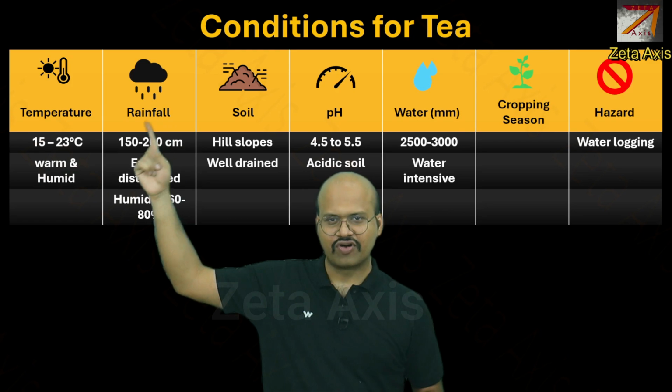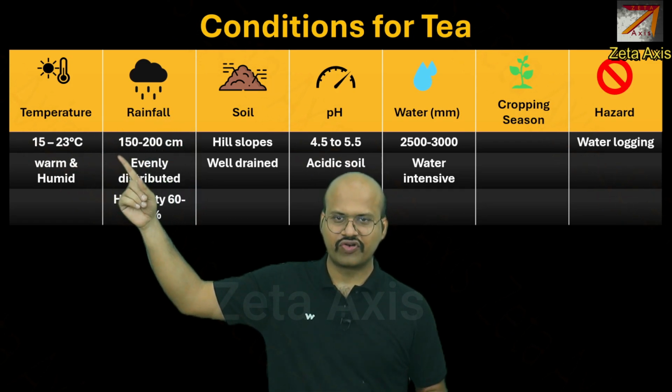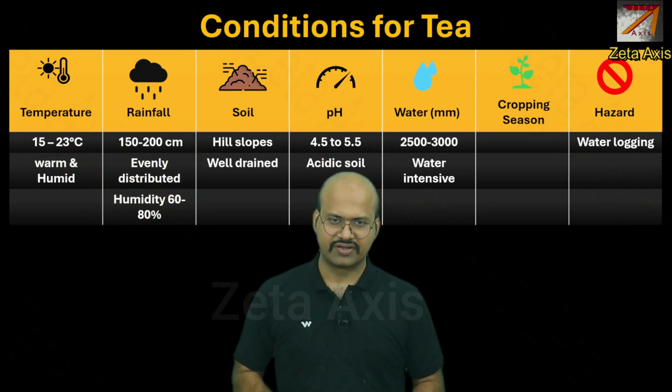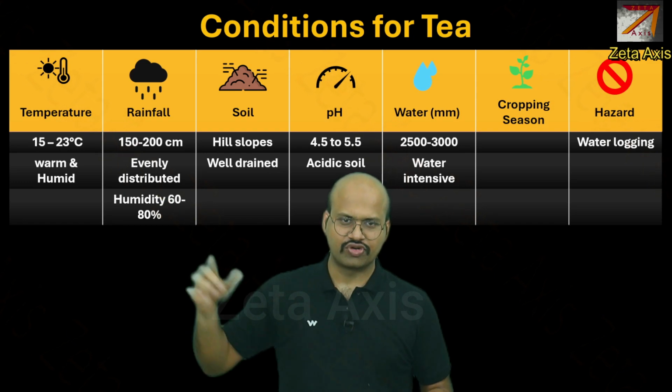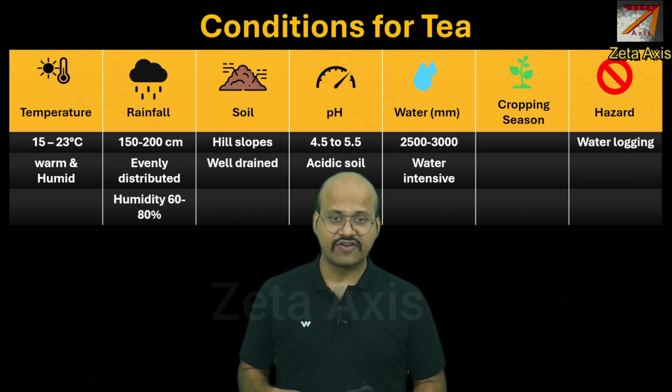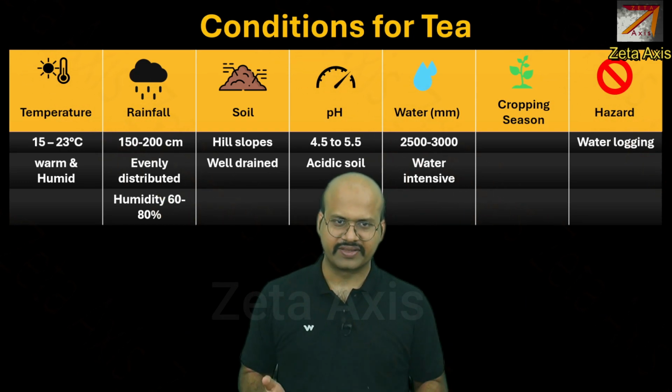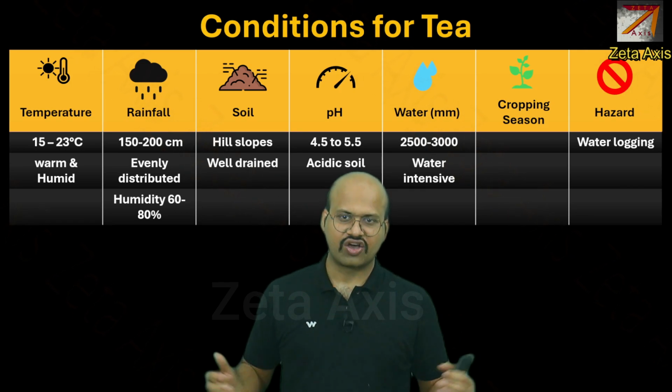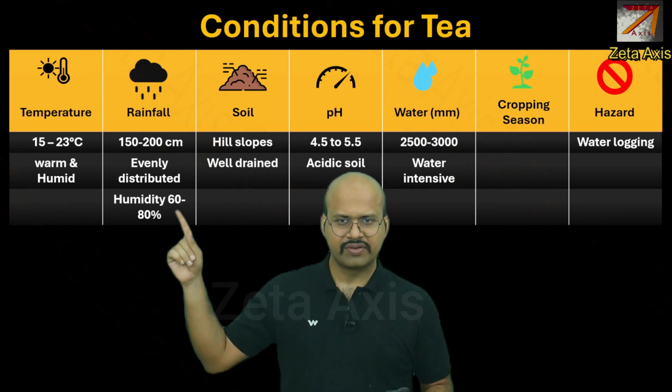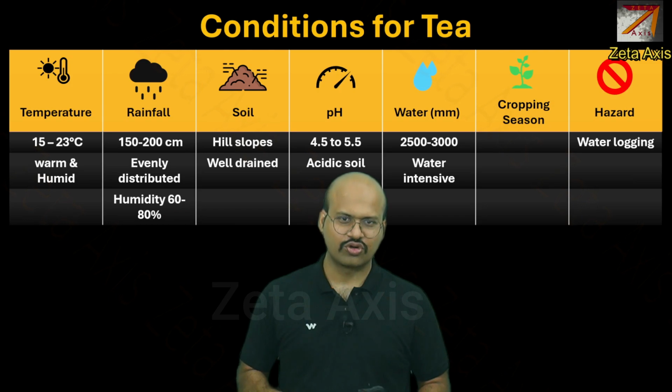If you see the rainfall, then it requires a rainfall between 150 to 200 centimeters. And the rainfall should be evenly distributed across the year. That is, the rainfall should not be concentrated within a month, but it should occur evenly across the year. Humidity should be between 60 to 80%. So tea likes a humid atmosphere.